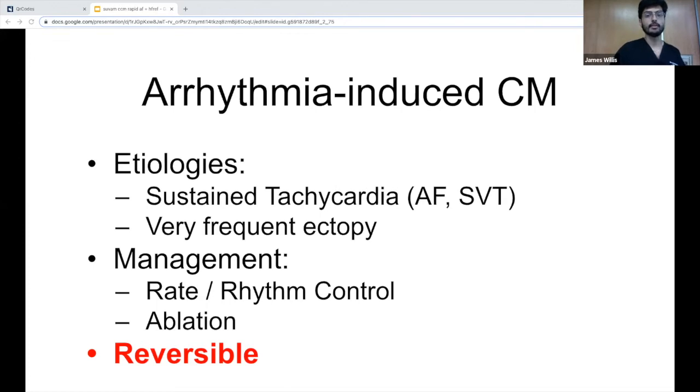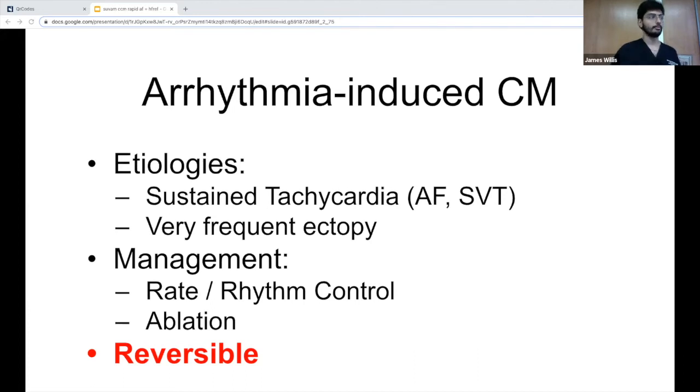People who have chronic AFib might benefit from ablation, but the big takeaway here is that this is reversible. Once you get the rate controlled to a degree, the patient's cardiac function, their LV dysfunction, actually resolves over the course of months. And so these are patients where you might need to be a little bit more aggressive in starting rate control or rhythm control.